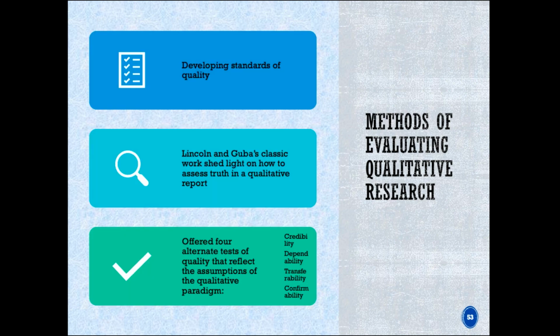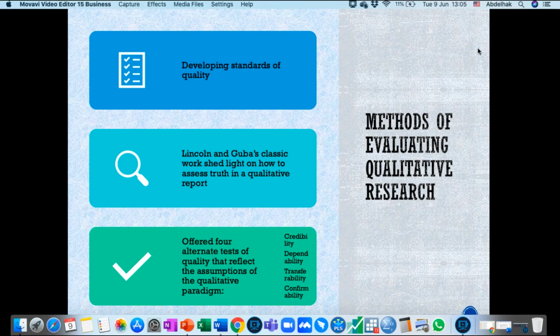But before we go to that, how to evaluate your qualitative research? Developing a standard of quality first. Lincoln and Guba's classic work shed light on how to assess the truth in a qualitative report. They offered four alternative tests of qualitative research that reflect the assumptions of the qualitative paradigm: credibility at first, dependability, transferability, and confirmability. Let's start with the first one.